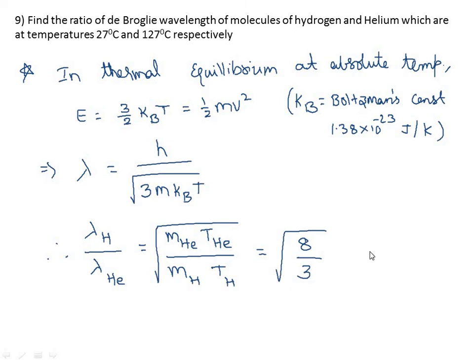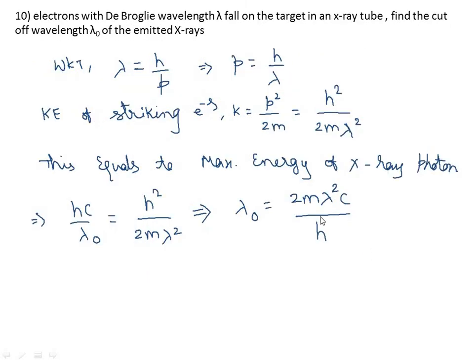Okay, right. Next one. Electrons with de Broglie wavelength lambda fall on the target in an X-ray tube. Find the cutoff wavelength lambda naught of the emitted X-rays. So electrons having de Broglie wavelength lambda are falling on a target in an X-ray tube, and we have to find the cutoff wavelength lambda naught for the emitted X-rays. As we know lambda equals h by p, can I write p equals h by lambda? Right.